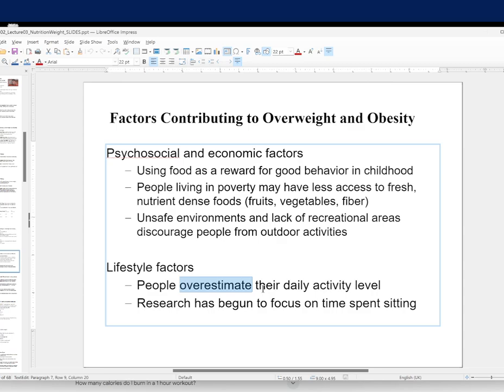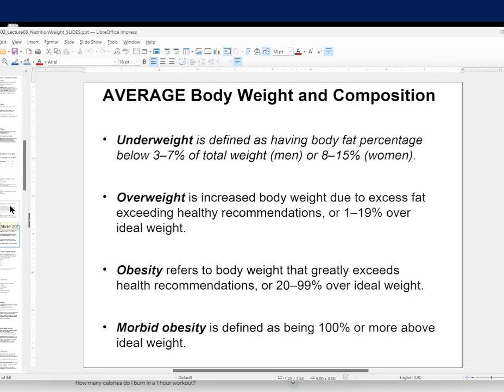Lifestyle factors. So people overestimate their daily activity level. In the extra credit for Nutrition Counter, I will just invite people to estimate how many calories they burn off while exercising, and every one of you is going to overestimate it. It's just human nature. Don't feel bad about it, but be aware that's what's happening. Word to the wise. Okay. Time spent sitting has been shown to have an adverse effect on health, and I'll talk about that next week.